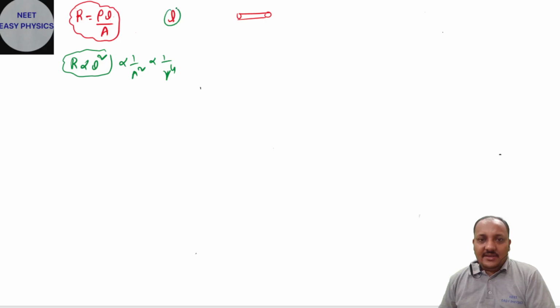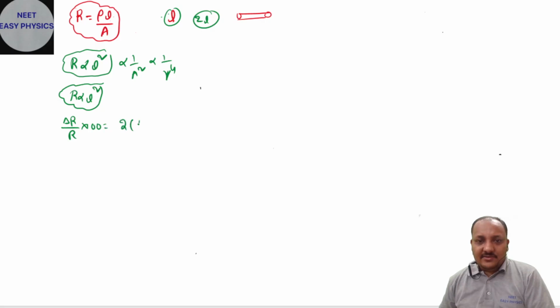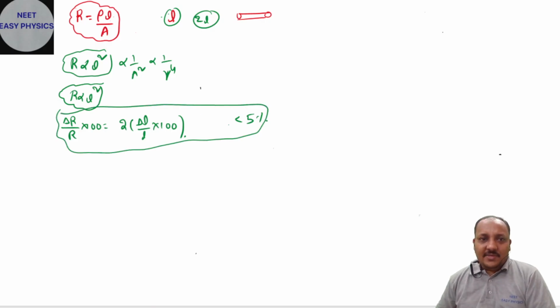If the length of the wire is going to be double, then what happens to resistance? Here, R is directly proportional to L square. Therefore, if length is doubled, resistance will become 4 times. The percentage change in resistance, delta R by R into 100, is equal to 2 into delta L by L into 100. If the percentage change is less than 5%, we will use this formula. If the percentage change is greater than 5%, then we will use R1 by R2 equal to L1 square by L2 square. Let us do one simple problem, you will get the idea.